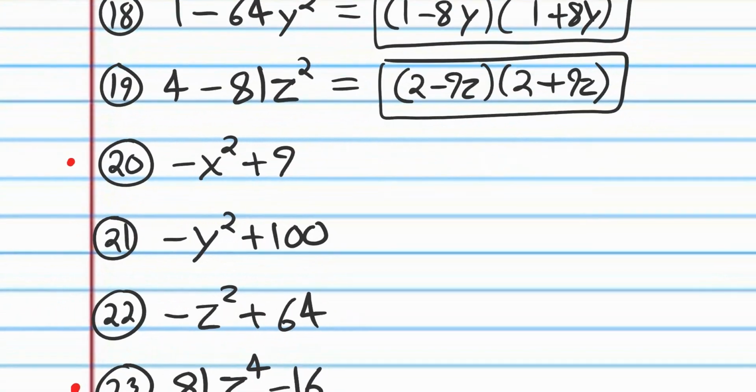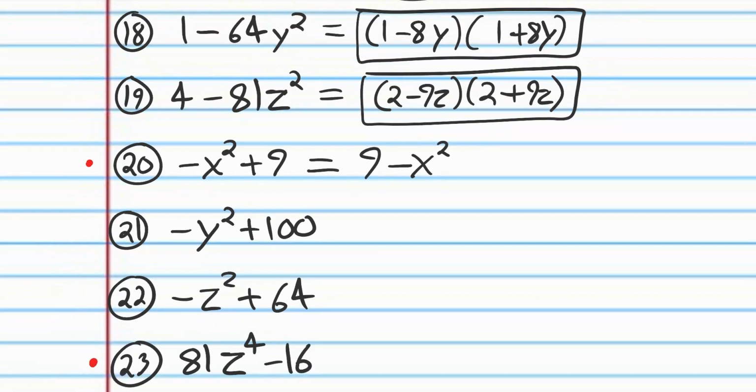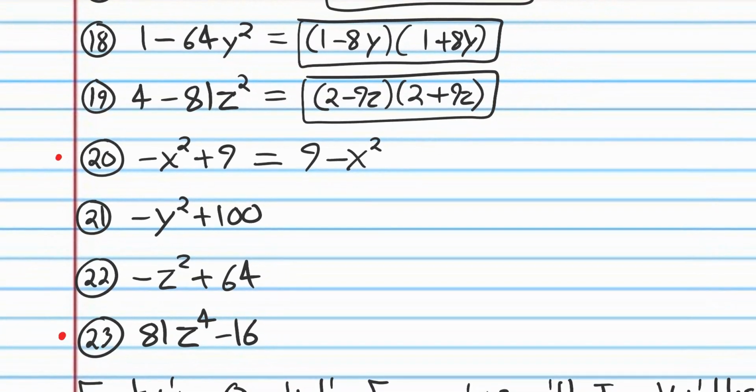All right, so for number 20, we've got the difference of two squares, but it certainly doesn't look like a difference of two squares because I'm trying to trick you here. I rearranged the terms. It looks like we have a sum. But if I rearrange the terms and change it to 9 minus x squared, then you can see that it's the same type of problem that we've been doing before. Now we have the difference of two squares. So put your two pairs of parentheses, and we get 3 minus x and 3 plus x.